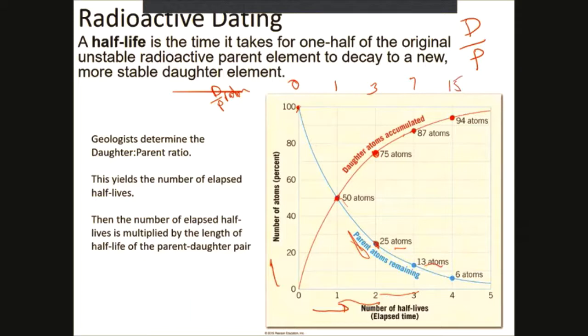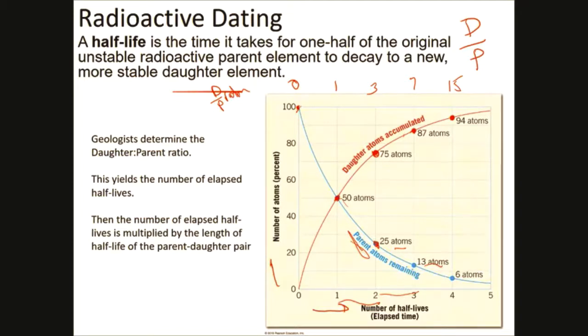So you can see, when we look at a sample, say a mineral, we can crush it up and put the sample in what's called a mass spectrometer, which can measure how much there is of each element, even each different isotope of each element. So you can measure the amount of parent and daughter in a sample, say a mineral crystal. And looking at the ratio of daughter to parent tells us how many half-lives have elapsed. If we know the half-life of that radioactive parent and stable daughter pair, then we just simply multiply the number of elapsed half-lives by the length of that half-life.